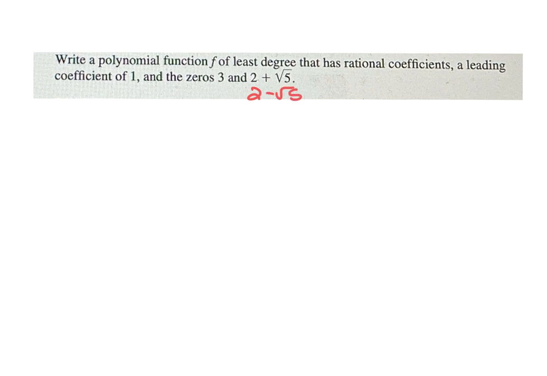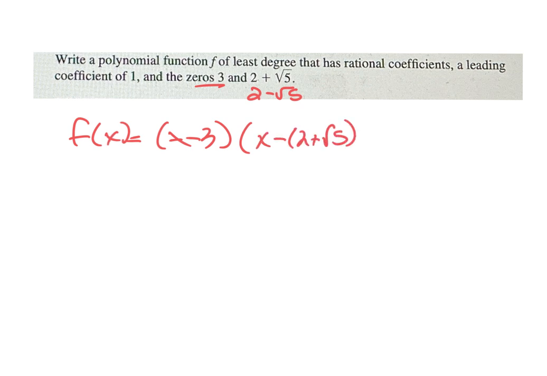It's about to get crazy here. Watch this. So I'm going to say f of x equals, and I'm going to write them as factors. Where did the 3 come from? The 3 came from here. Where did the 2 plus square root of 5 come from? It came from here. Where did the 2 minus the square root of 5 come from? It came from here.